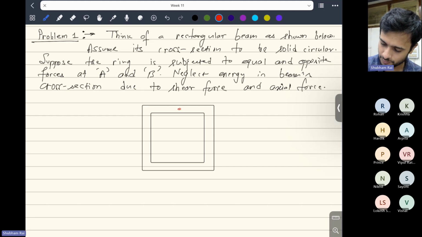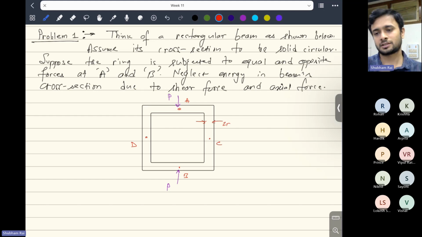So here you have, let's say, 4 points. I'm naming these 4 points as A, B, C, and D. Okay, and two forces are acting. You can see force is acting, which is P, and here also force is acting, which is P. Of course the thickness here will be 2R because the section is circular. R will be the radius of the cross section, so total thickness of the cross section from the center will be 2R.